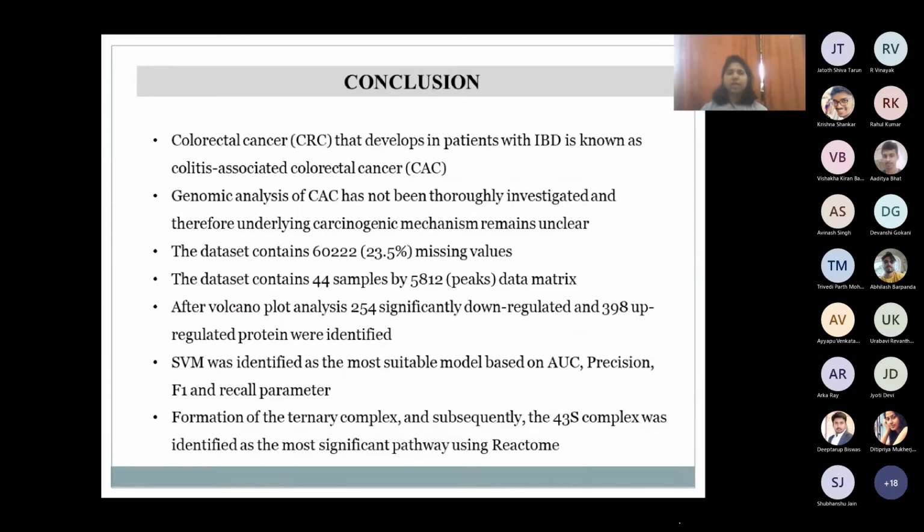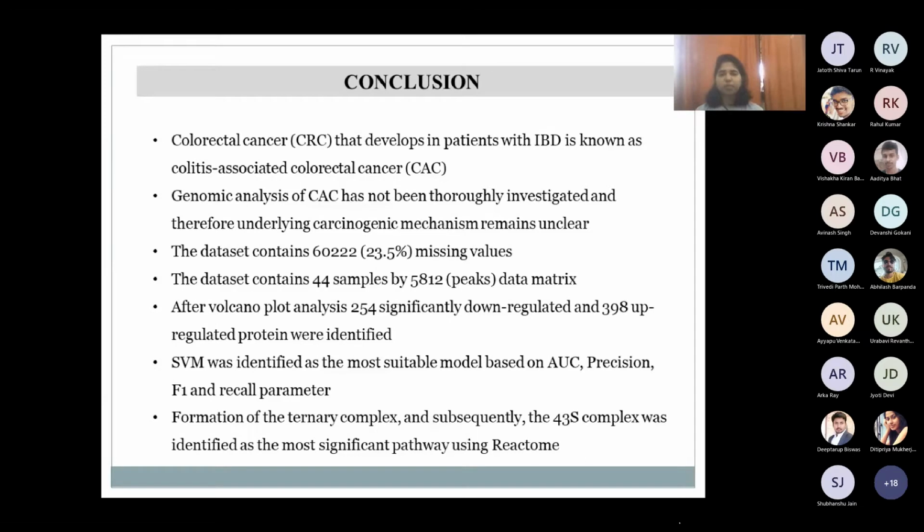Conclusion: colorectal cancer that develops in patients with IBD is known as colitis-associated colorectal cancer, or CAC. Genomic analysis of CAC has not been thoroughly investigated, therefore the underlying principles governing the carcinogenic mechanism remain unclear. Also, the mechanism that connects inflammation with cancer initiation in this particular case is also unclear.